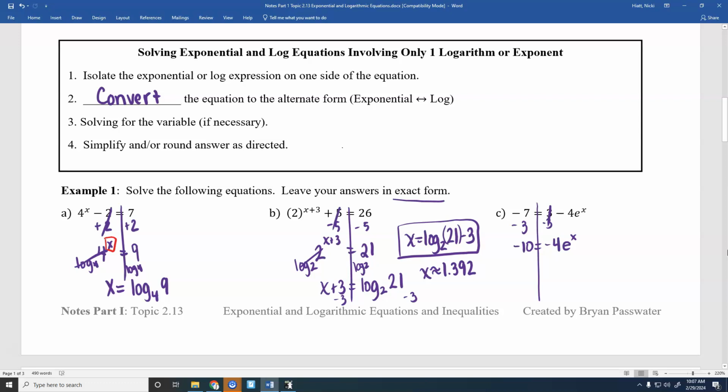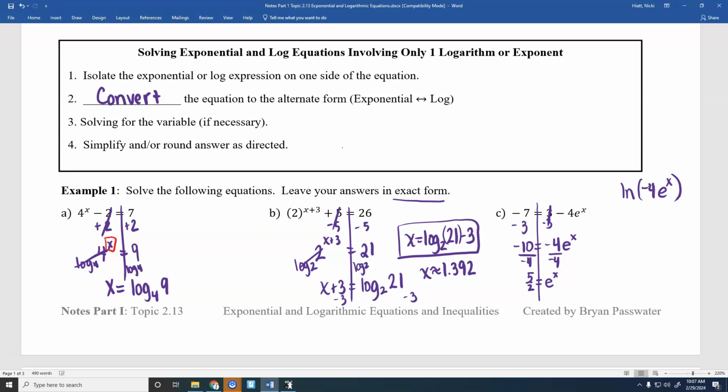I do need to use a natural log, but I can't do it yet. Because if I do a natural log right now, I'm going to have natural log of negative 4e to the x power. These are not going to cancel each other out because of that negative 4. So we have to get rid of that negative 4 first. How would we do that? Divide. We're going to divide by negative 4, and that is going to give us 5 halves. They're probably going to stick with fractions instead of decimals right there. Equals e to the x, and I'll show you why in a second.